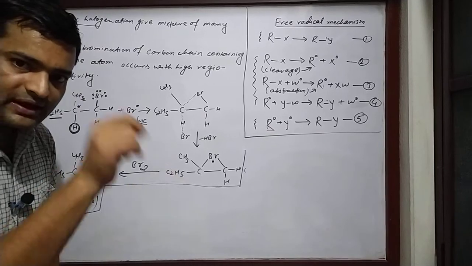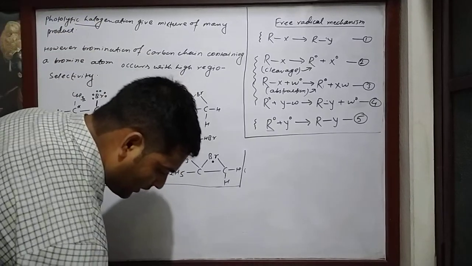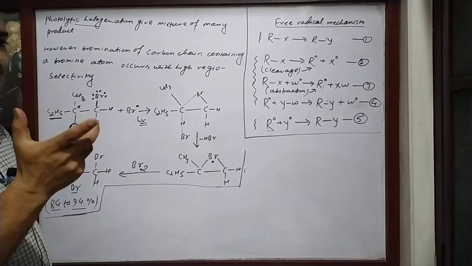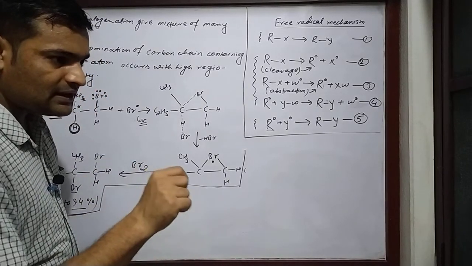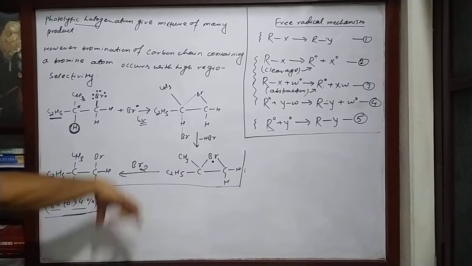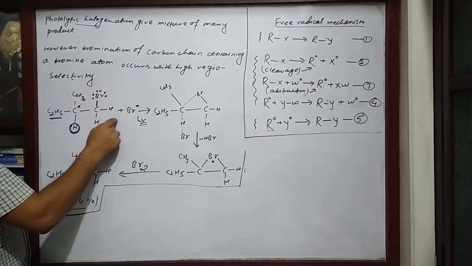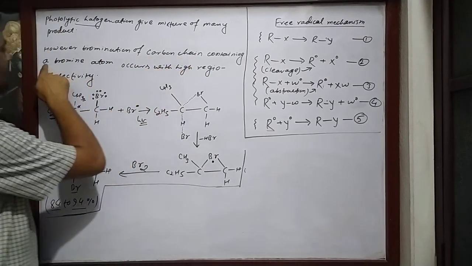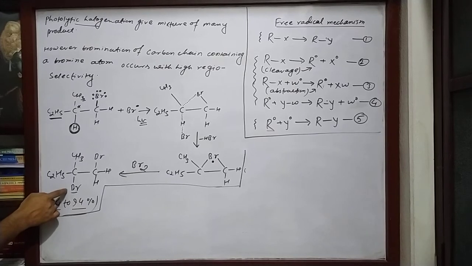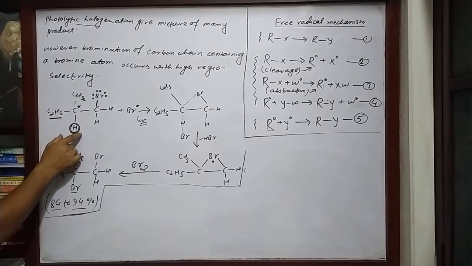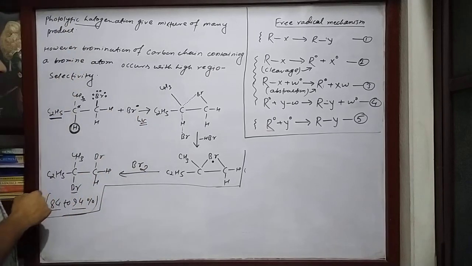When retention of configuration takes place in the product, this is evidence of neighboring group participation. And the smaller the ring size, suppose there is a 3-member and a 6-member cyclic intermediate, which is more reactive? The 3-member cyclic transition state is more reactive. In this molecule, a strong electron withdrawing group would always decrease the rate of reaction, but bromination of a carbon chain containing a bromine atom occurs with high selectivity: 84 to 94% substitution takes place at this hydrogen. Why? This is due to neighboring group participation, and it is the strong evidence for neighboring group participation in free radical substitution reaction.